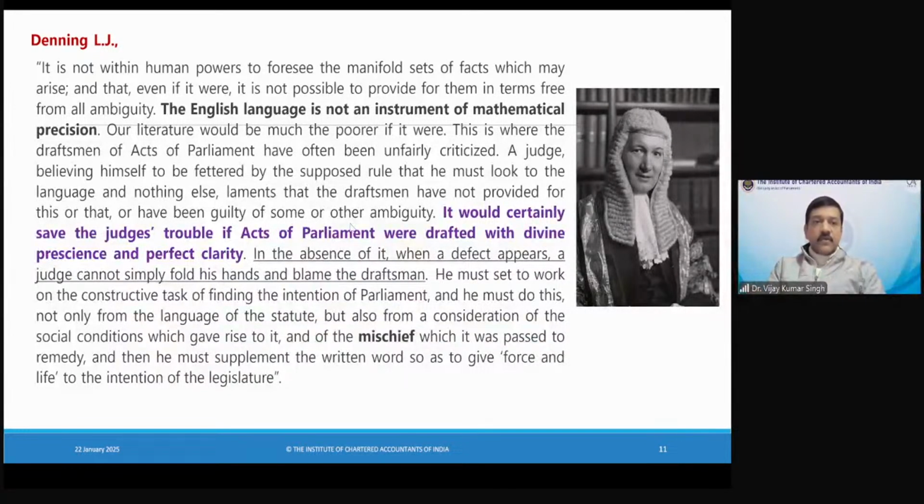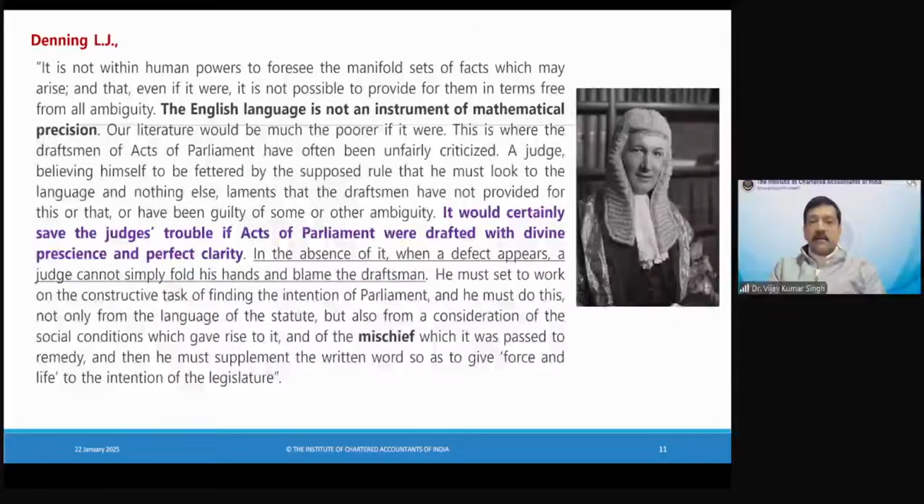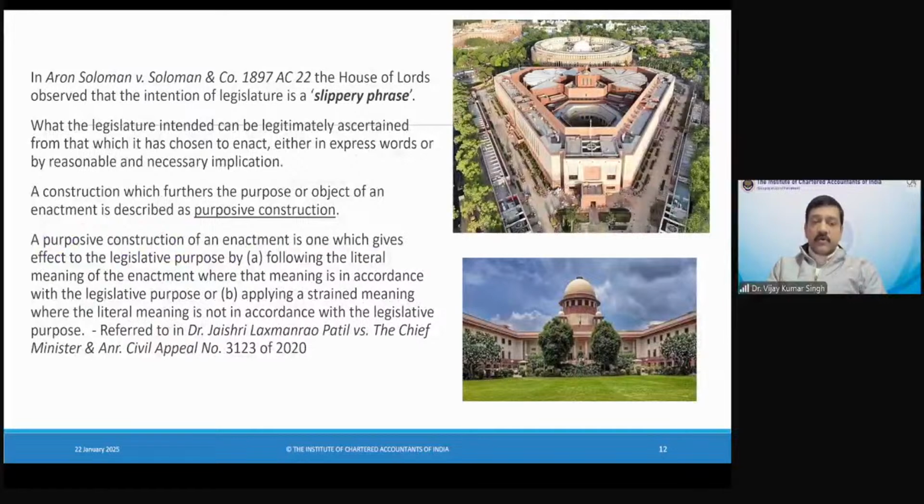So we talked about this, and then I also told you about the relationship between the legislature and judiciary, and many a time, to interpret those particular words, you come up with purposive construction. You try to understand what is the purpose of the legislation. So you look at the literal rule first, but if it doesn't work, then you move on to the other rules.